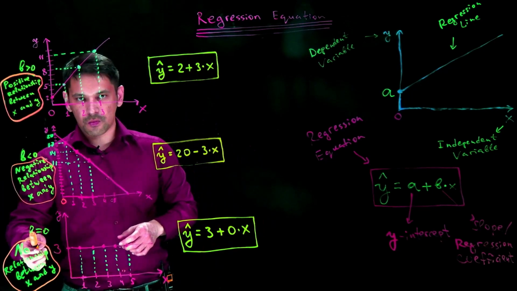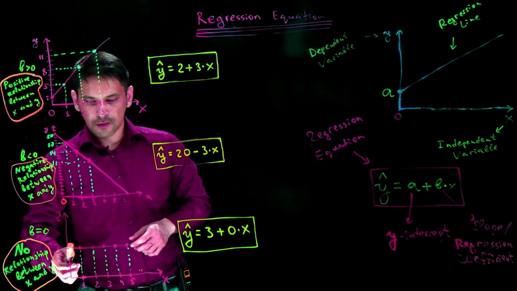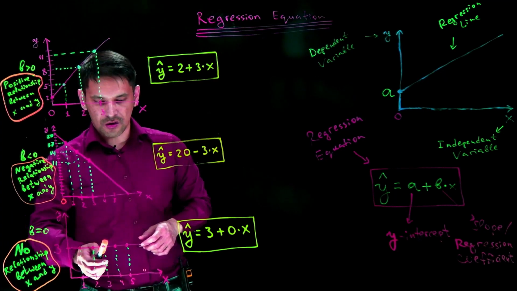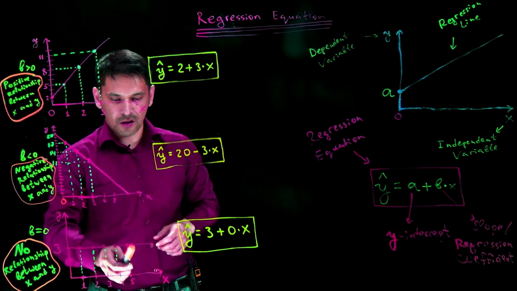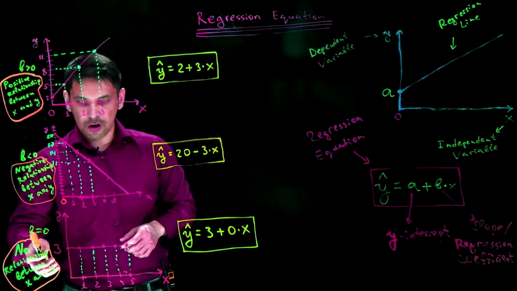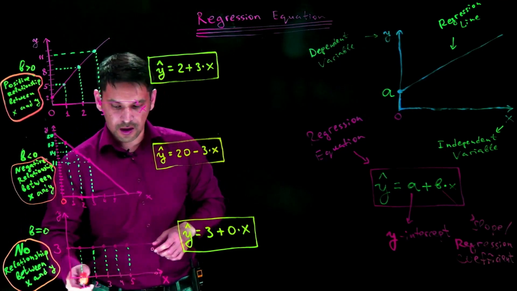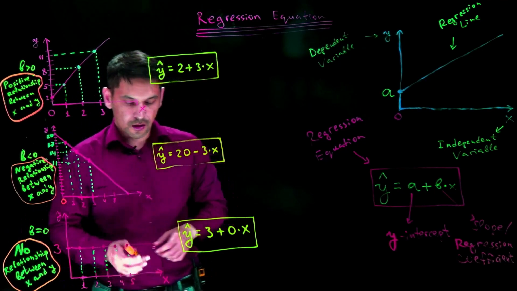If the slope is equal to 0, then it means that y is constant. It doesn't change no matter what value the variable x is going to take on. So if the slope is equal to 0, then the regression line is going to be parallel to the x-axis over here. I'll give you an example.